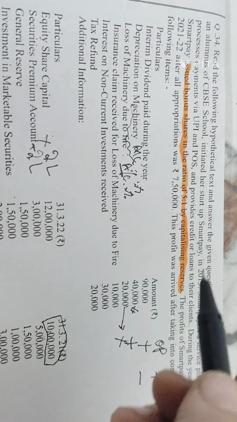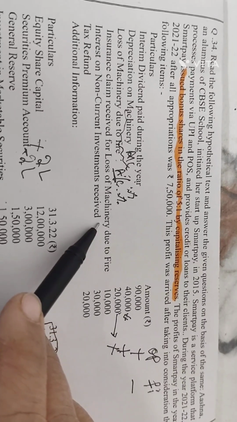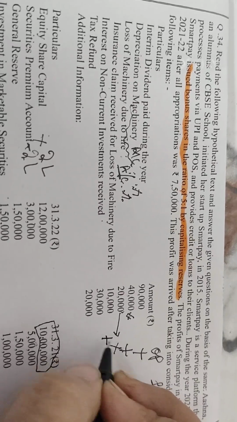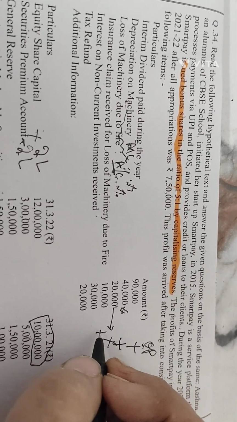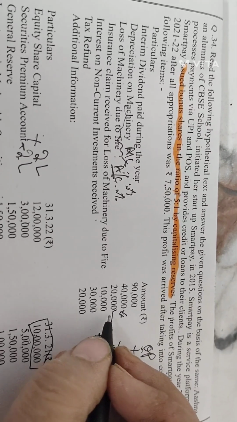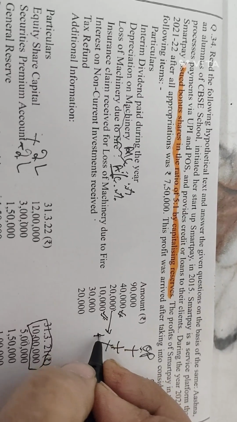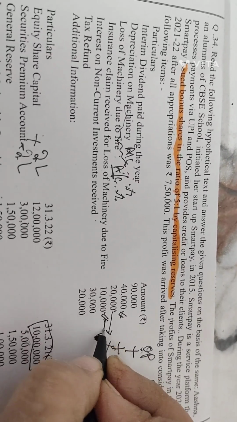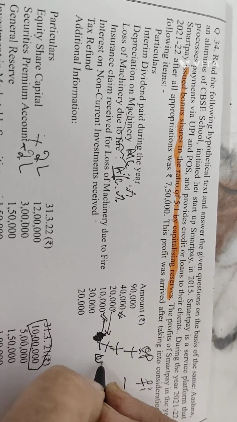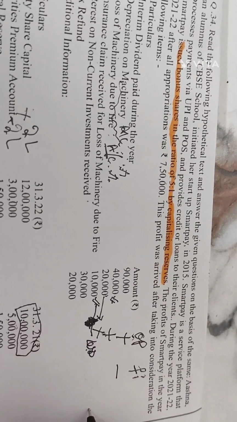Then there is a point about insurance claim received on loss of machinery due to fire. This is also an extraordinary item. When we talk about the operating profits, we say we have to calculate net profit before extraordinary items. For that purpose, this is again an extraordinary item. This is insurance claim received, right? Insurance claim is received, which is an extraordinary item, so it would be given a less in your operating activities, and it will be given an add.